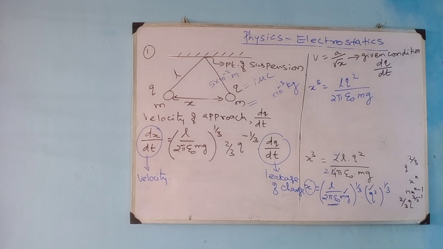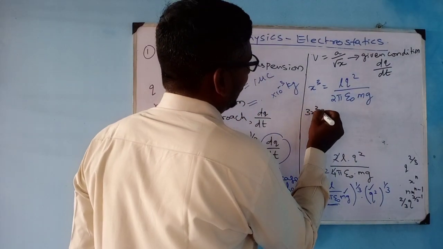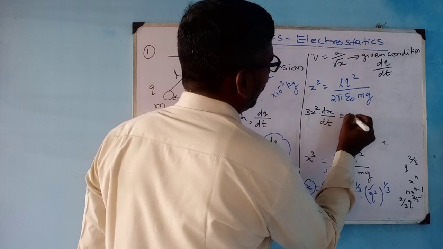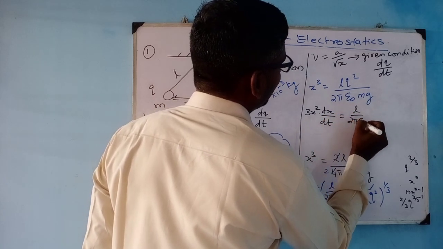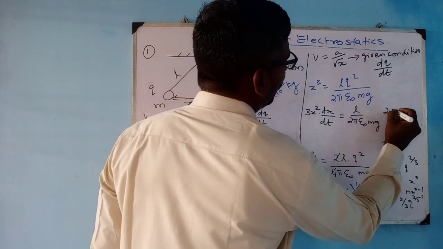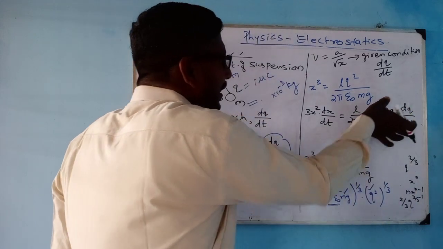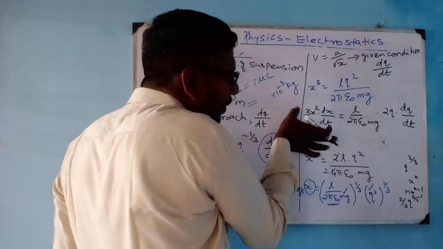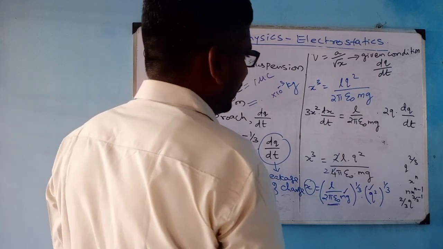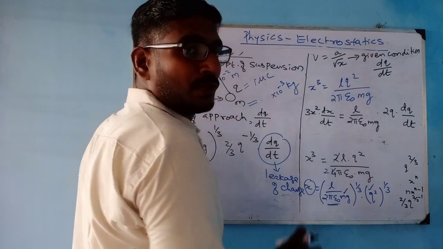On differentiating this x cube, what I am going to get is 3x square dx by dt, which is equal to L by 2 pi epsilon naught mg into q square, which is 2q into dq by dt. So I can find out my dq by dt based upon all these parameters, right? So my 3x square dx by dt equals L by 2 pi epsilon naught mg into 2q dq by dt.